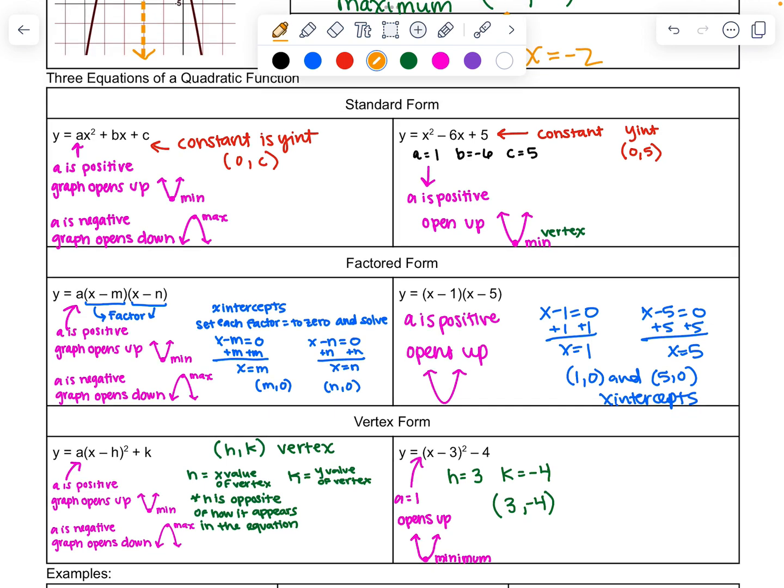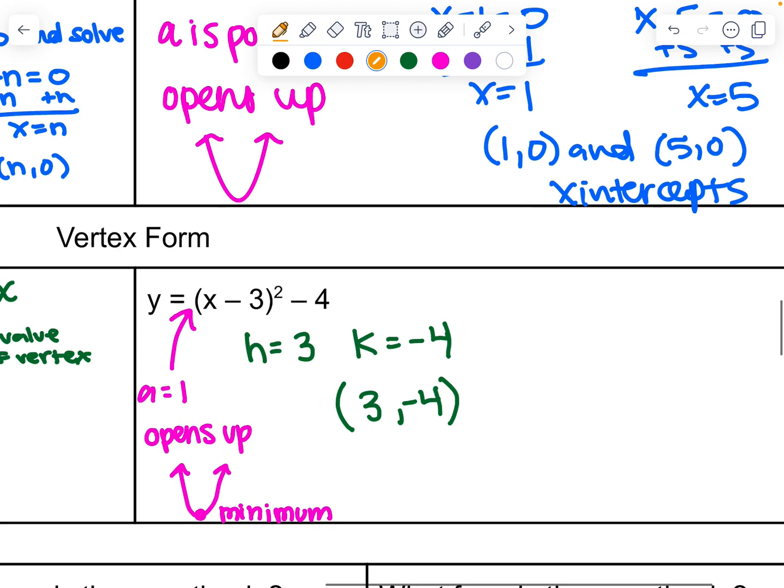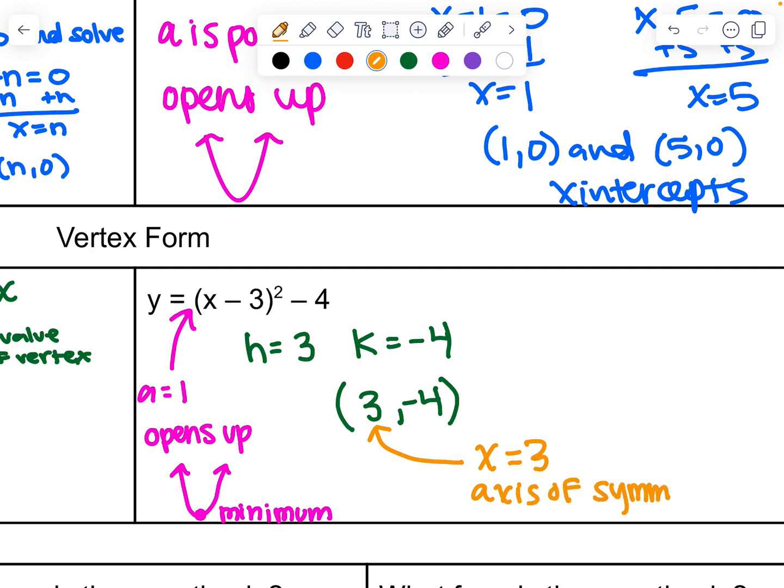Now, the only key feature that we haven't yet talked about on this back side is the axis of symmetry. And we can find the axis of symmetry in two forms. You can find it in vertex form, because if you know your vertex, whatever the x value is, x equals 3, is your axis of symmetry.